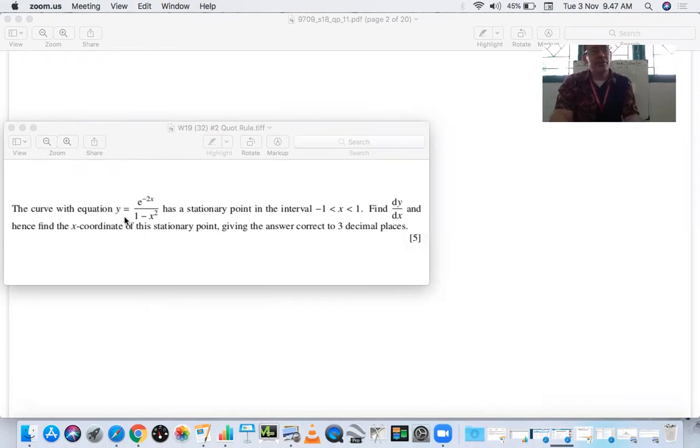The curve with equation y equals e to the negative 2x divided by 1 minus x squared has a stationary point in the interval from negative 1 to 1. Find dy dx and hence find the x coordinate of this stationary point, giving the answer correct to 3 decimal places.